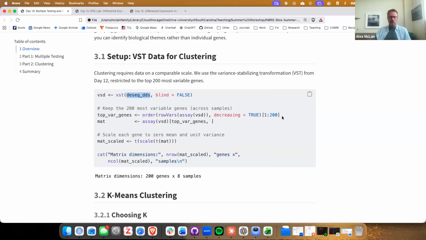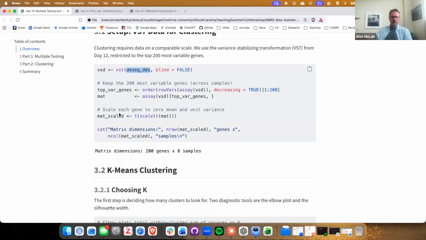We identify what those 200 genes are, and then we have here this matrix, which will have the counts for those genes that have the most variance. Then we are still going to scale to have mean 0 and unit variance. So even though we've done this variance stabilizing transformation, we want to scale our data before applying the k-means procedure or the hierarchical procedure that we'll talk about next.